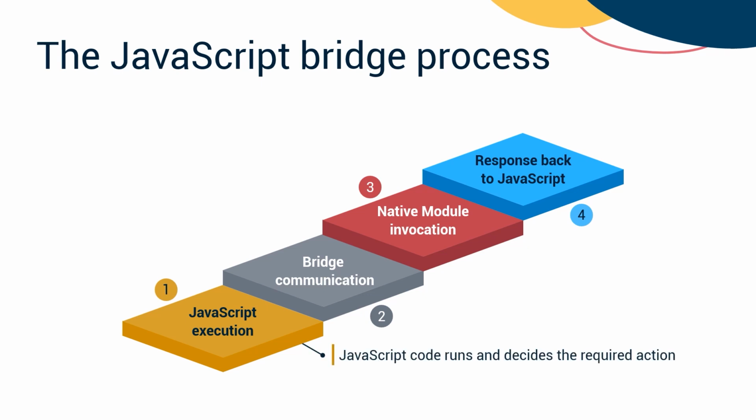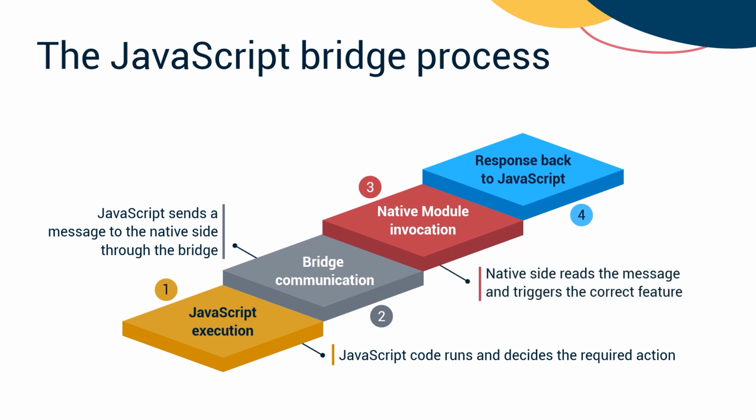During the first step, when you interact with an app, the JavaScript code runs and decides what action should happen next. For example, the JavaScript code might decide to open the device's camera. If the action involves device's native features like accessing the camera, JavaScript sends a message to the native side of the app through the bridge. This message is in a format that the native part of the app can understand. Once the native side of the app receives the message, it reads the message and triggers the correct feature, such as turning on the camera.